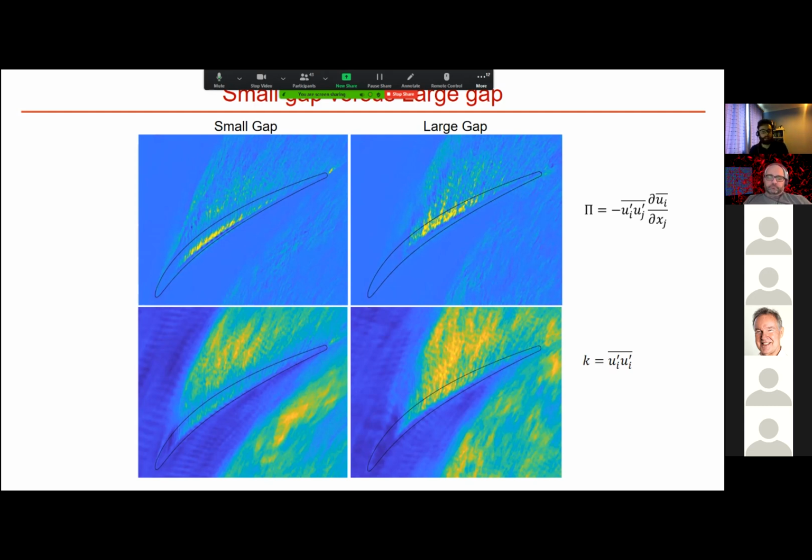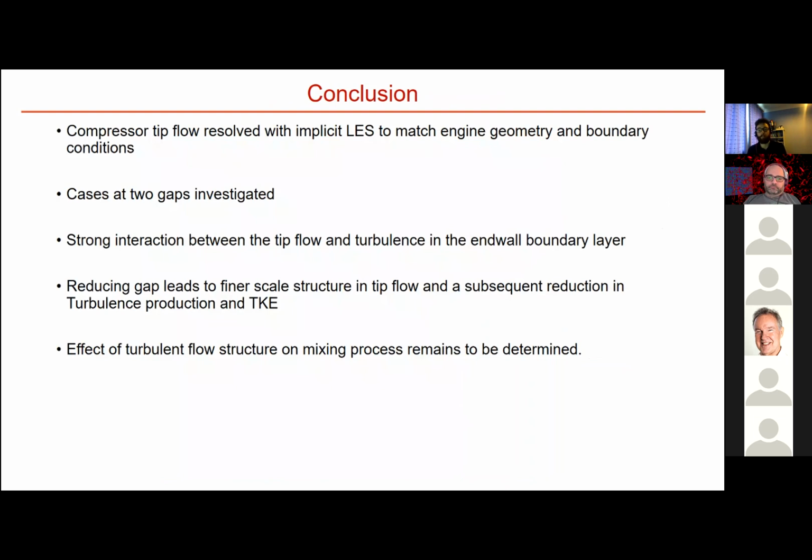So, as a summary to conclude, we've completed implicit LES simulations of compressor tip flows to match engine geometry and boundary conditions. This was done at engine representative clearance values of 1.6% and 3.2% tip clearance to chord. The flow cases show a strong interaction between the tip flow and turbulence in the end wall boundary layer.